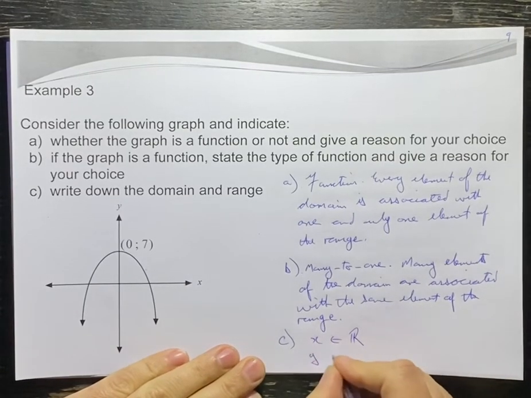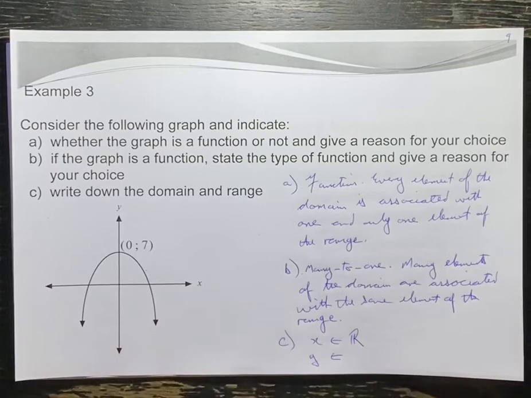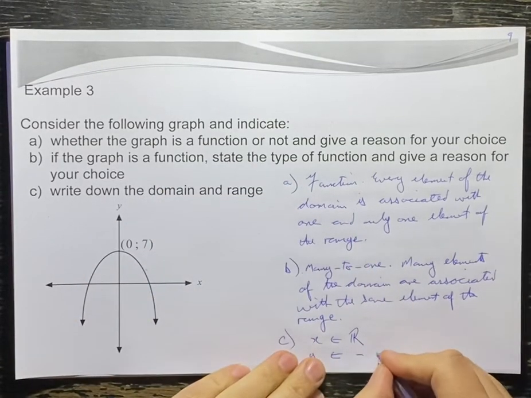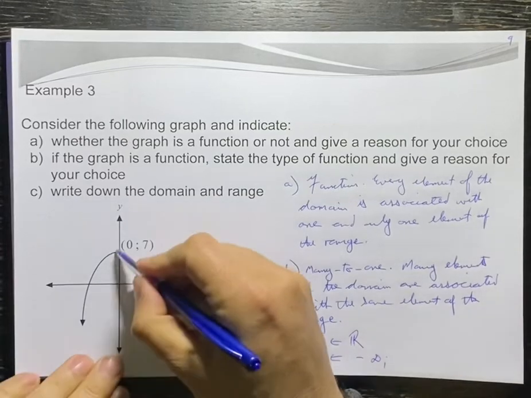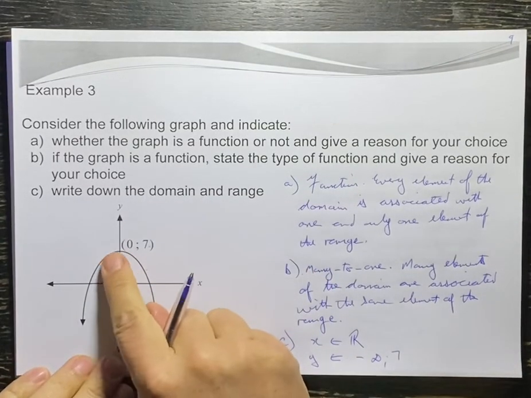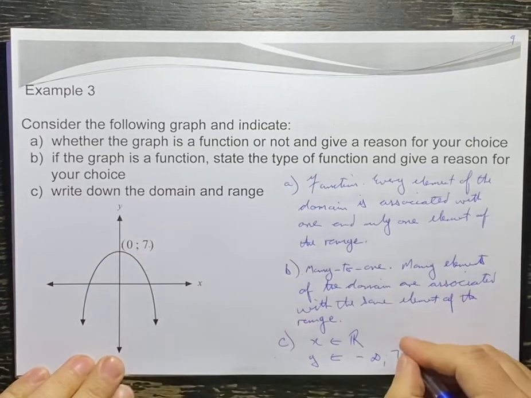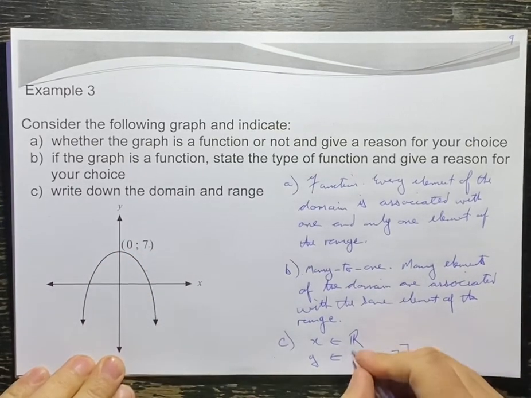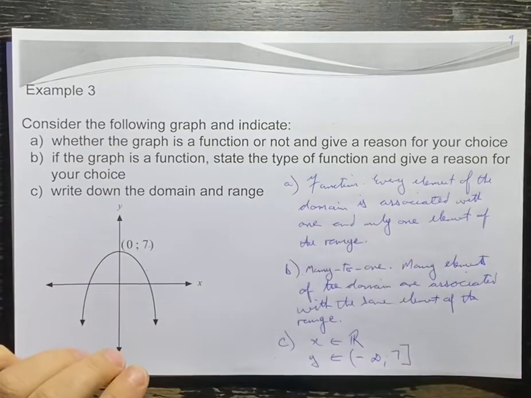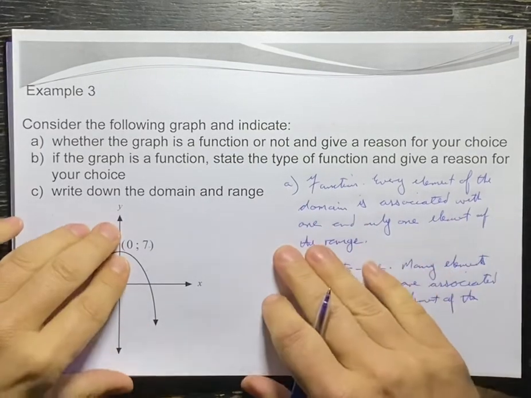Then the range, we read from bottom to top. So this is going down to minus infinity up to 7. And because our graph goes through that point, we can include that one. And then infinity, we cannot include. And there's the range. Okay, going on to example 4.